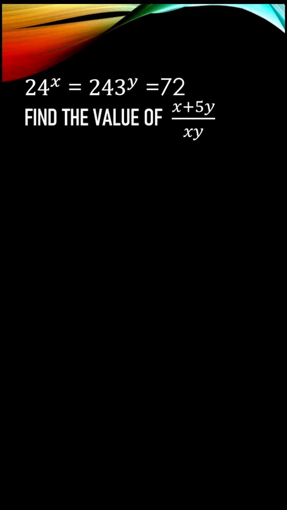24 raised to the power of x equals 243 raised to the power of y, which is also equal to 72. We need to find the value of (x + 5y) over (x times y).